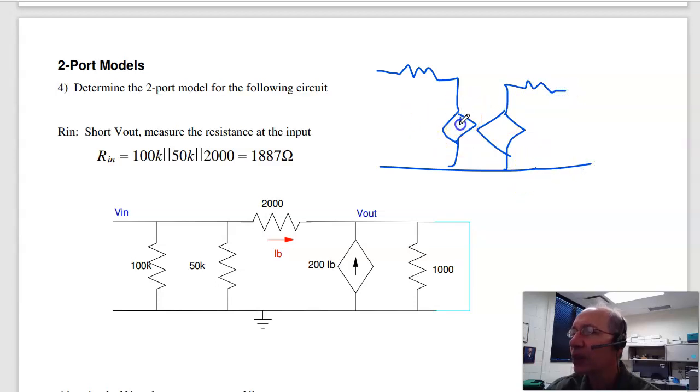What test would you run to find each parameter? Whatever test you do on the two-port model, do exactly the same test on the circuit. To start with, if I want to find the input resistance, what I'll do is I'll short the output, measure the resistance at the input. Do the same thing in your circuit. Short the output, measure the resistance at the input, and I have 100K to ground in parallel with 50K to ground in parallel with 2K to ground, giving you 1887 ohms. So that's this number here, 1887.